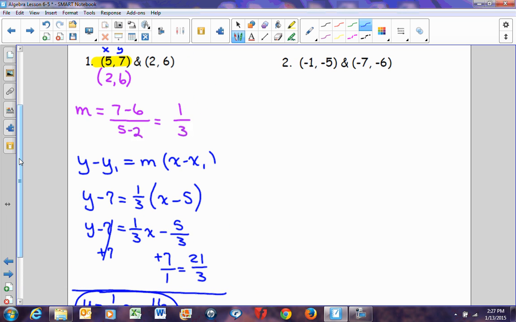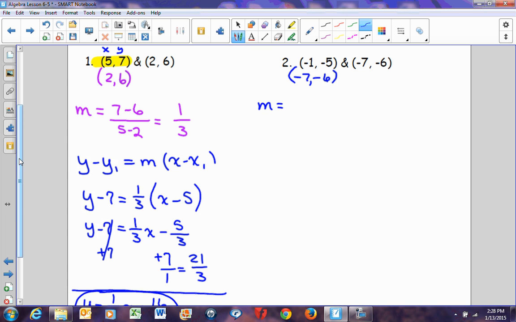Let's look at the second one. These are all negative. Don't let the negatives fool you. They're not difficult. You just have to remember to pay attention to your signs. So same equation. First thing I'm going to do, line them up so I can find the slope.